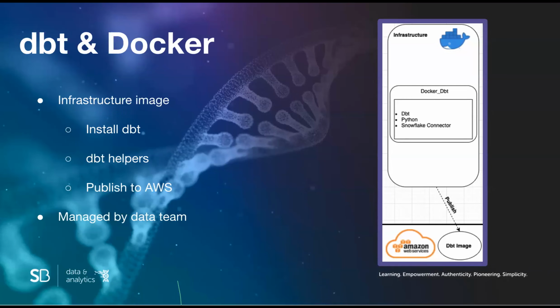So in terms of our project, we started by creating a dbt infrastructure, which is an image. In this image, we install dbt and all other dependencies such as dbt helpers, Python, and Snowflake. Once we have that image bundled up, we publish that to AWS, which can then be accessed by the users. The benefit of using a Docker image to hold the infrastructure is that as a team, we can control any future upgrades to dbt or even roll out new features when they're in a stable position, and we can test this in an isolated environment.